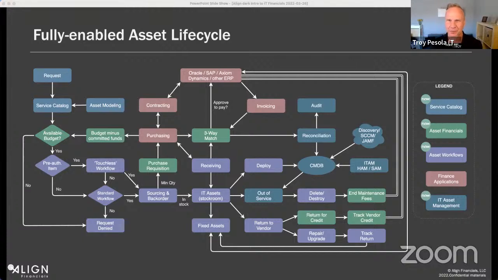But let's take the remaining time we have, Tom, and talk about what it looks like to engage with Third Era and Aligned Financials. What's the next step for a company that's like, man, my CMDB is, I've got one. It doesn't feel like an ATM to me.